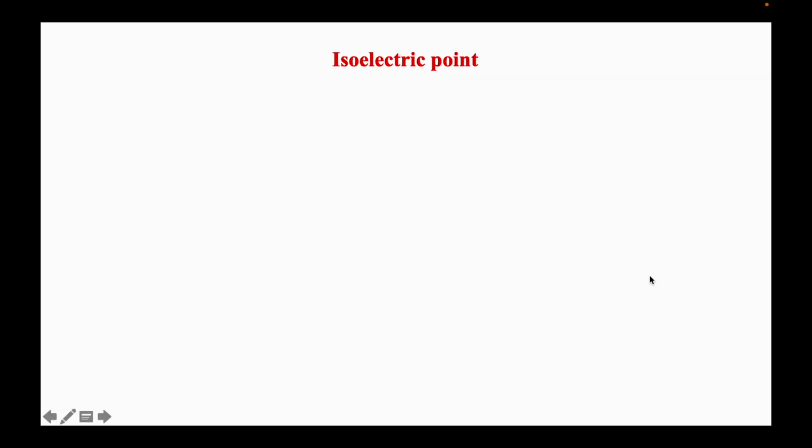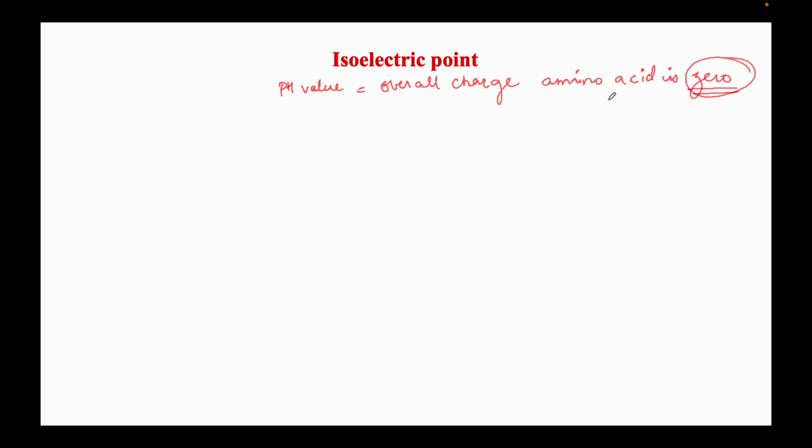So next, we need to calculate the isoelectric point. This is also very simple. What is an isoelectric point? It is a pH value at which the overall charge on the amino acid is 0. So the overall charge on the amino acid is 0, right?